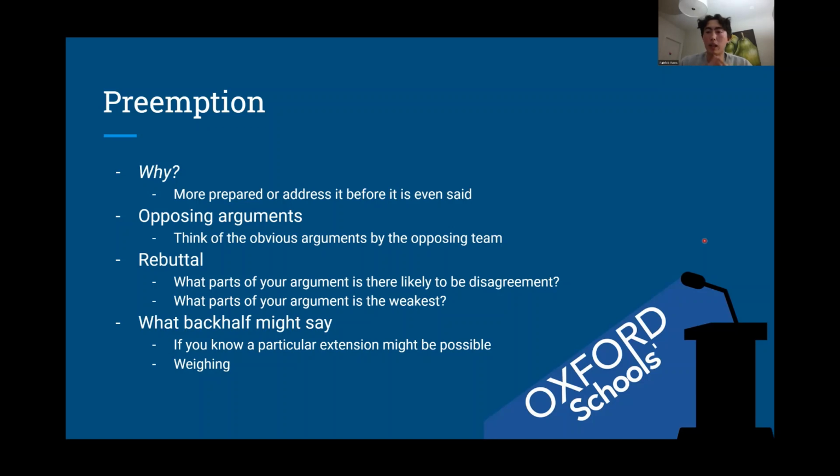One is to think about opposing arguments. So think about the obvious arguments by the opposing team, and then think about responses to said arguments. Second is on rebuttal, like rebuttal towards you.